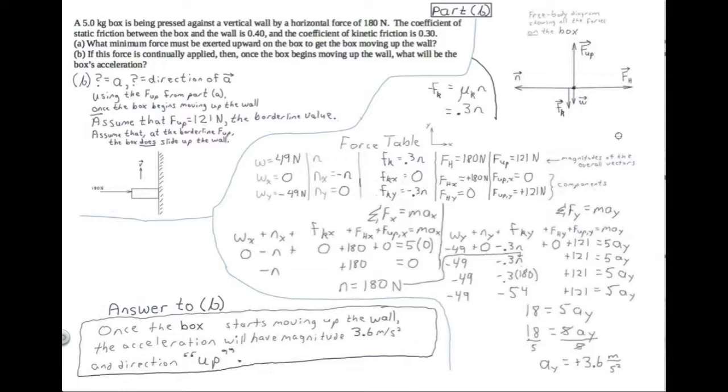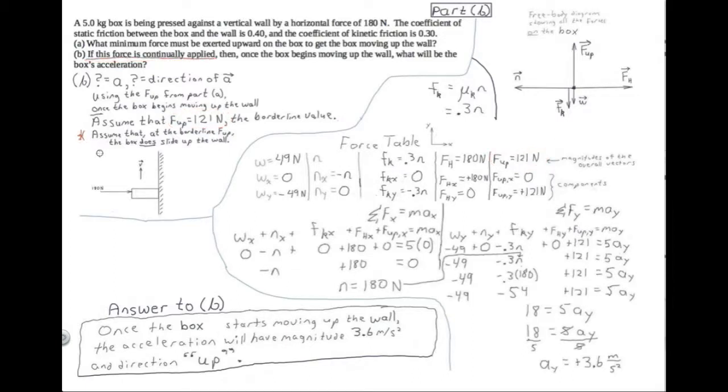Here again is a summary of our solution for part B. Part B told us that this force, which we determined in part A, continues to be applied in part B. So we knew that in part B we should use the 121 newtons value that we determined in part A, and for part B, in the first row of our force table, we can now say that the magnitude of the upward force is 121 newtons. 121 newtons represents the borderline value of the applied force.